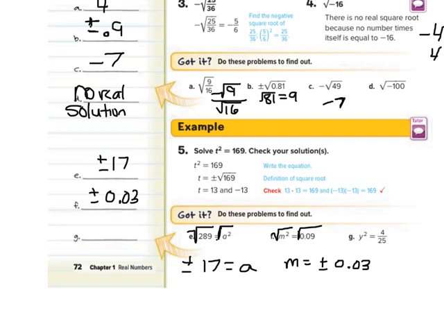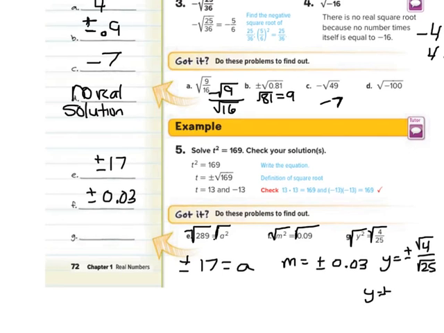What about y squared equals 4/25? Well, again, take the square root of both sides. And here, y is going to equal plus or minus, and we'll just break this down, the square root of 4 over the square root of 25. And so y is going to equal plus or minus 2 over 5. The square root of 4 is 2, and the square root of 25 is 5. So plus or minus 2/5.